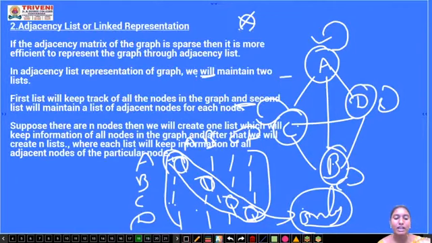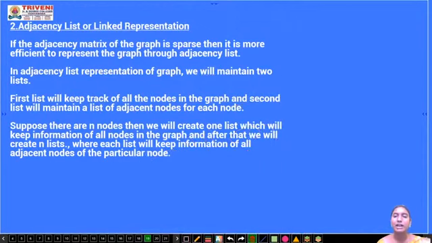And the next one is the adjacency list or linked list representation of the matrix. We have to take the directed graph and the undirected graph in the sequential representation. In the sequential representation, we have seen the undirected graph so far. Now for the adjacency list or linked list representation, that is, how do we provide the linked list representation for adjacent graphs? If the adjacency matrix of the graph is a sparse matrix, it is more efficient to represent the graph using an adjacency list.